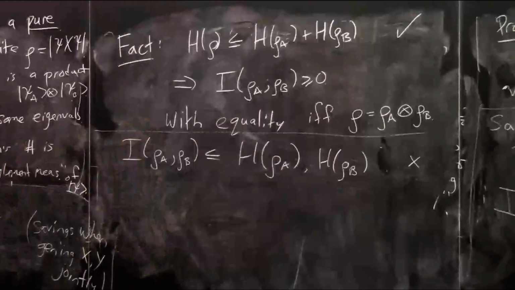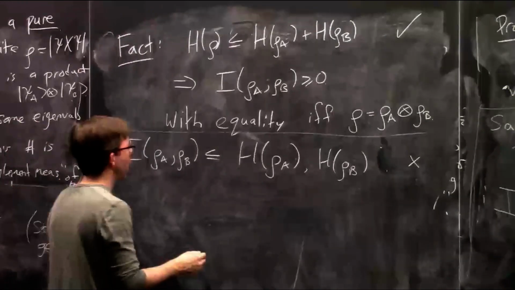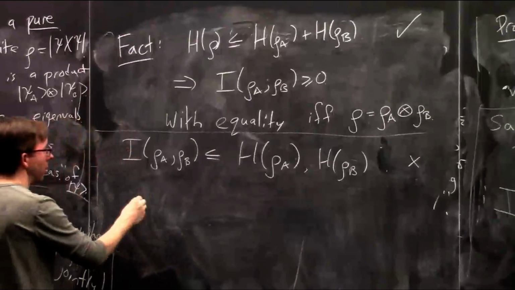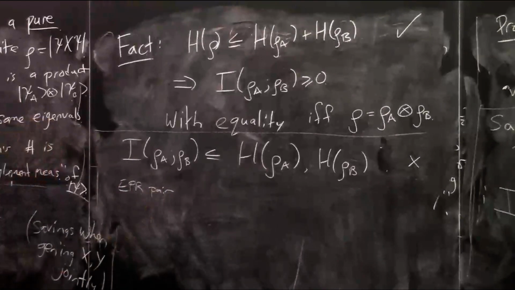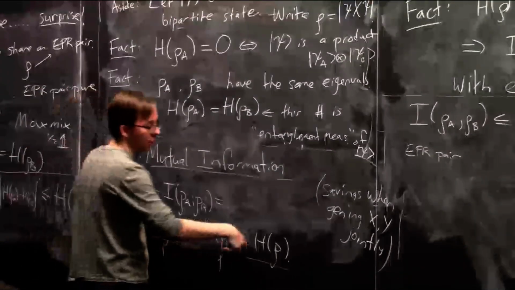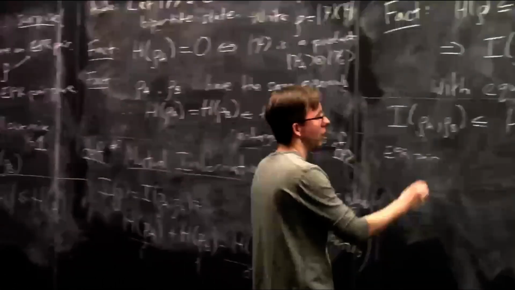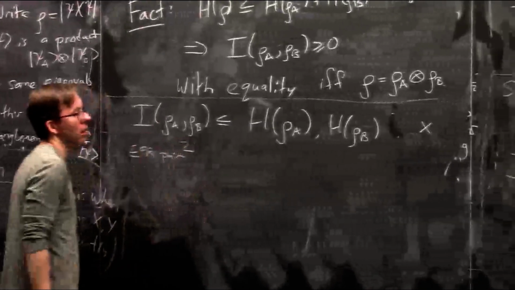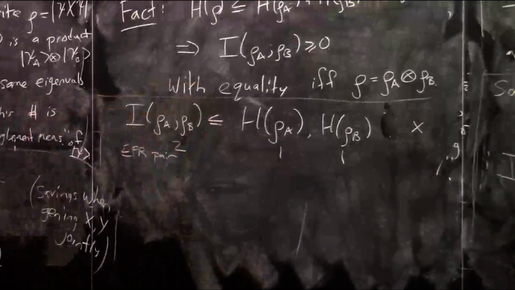In general, we can even see an example with the EPR pair. What is the mutual information in an EPR pair? Well, the entropy of Alice's half is 1, because it's the maximally mixed state. The entropy of Bob's half is 1, also maximally mixed. The entropy of the joint state is 0, because it's a pure state. So the mutual information of an EPR pair is 2. But these are both 1, and 2 is not at most 1.